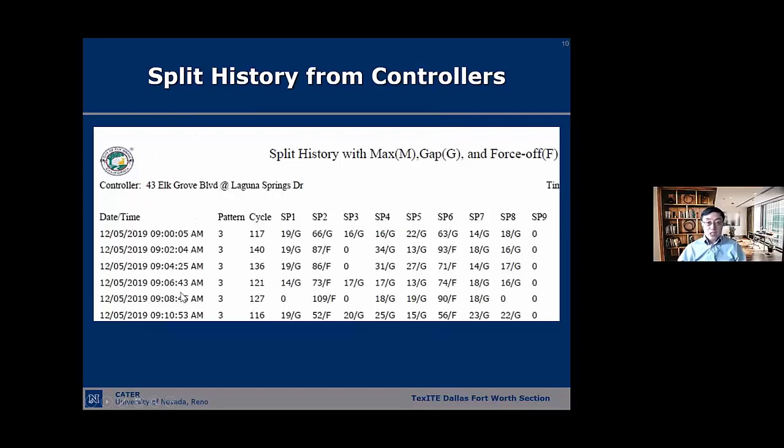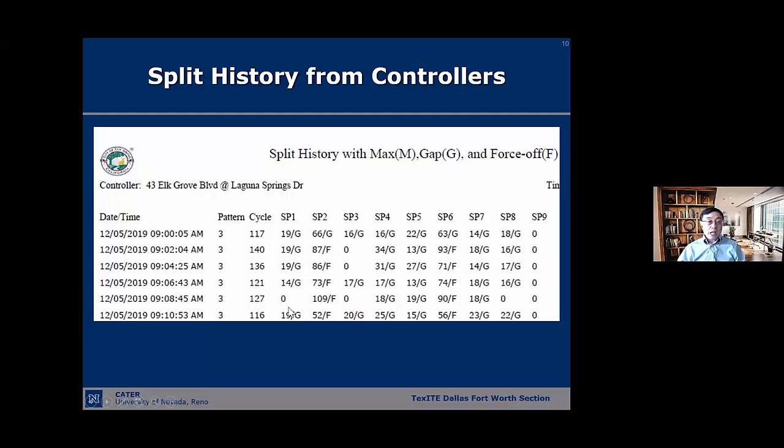The logged information shows which pattern, which is a timing plan, and the cycle length is running. And also G means gapped out, which phase gapped out. If you get a lot of gapped out, that means the time is kind of excessive. So you can certainly reduce the time from those phases.